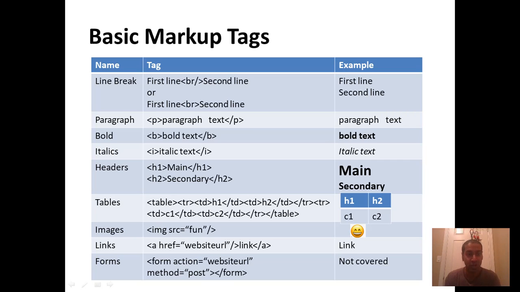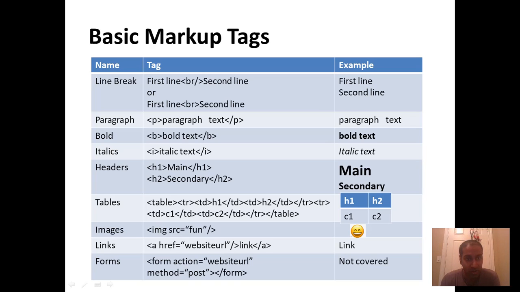A line break or a new line tag has the form of angled bracket, BR, slash, closing angle bracket. Or you don't even need the slash. In the newer versions of HTML, all you need is angled bracket, BR, and closing angled bracket. So if you have the text first line followed by the line break tag and then the text second line, it would show up as in the example column. It would have the first line text, a new line, and the second line text.